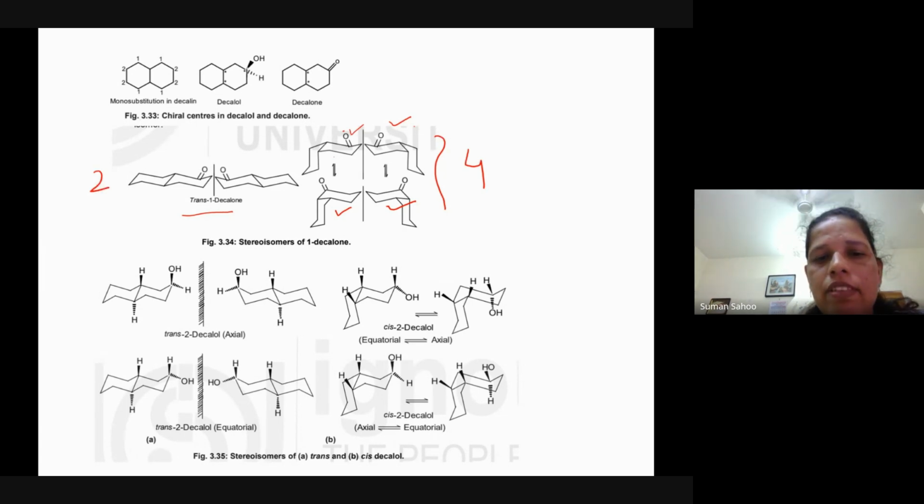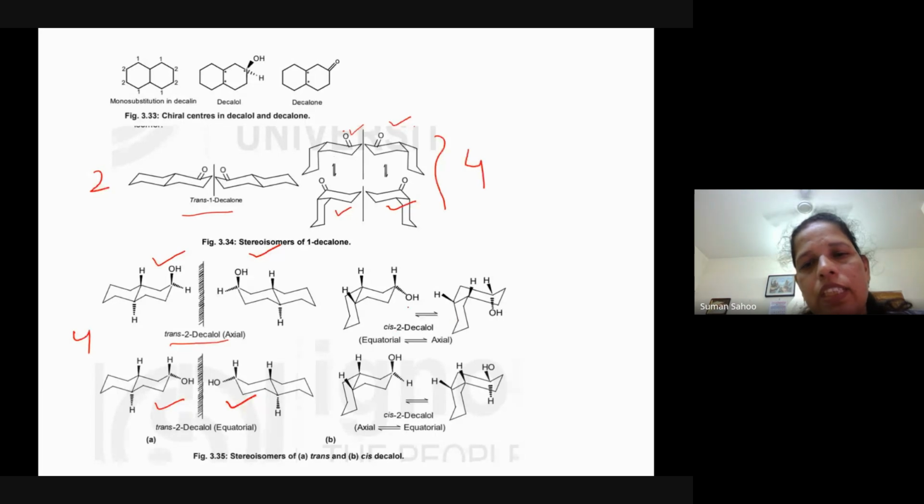Similarly, in case of trans-2-decalol, we can have the OH group present in either axial position or equatorial position, as they cannot get flipped. So in case of trans-2-decalol axial, we get 2 enantiomers, the mirror images of each other, and equatorial, mirror images of each other. So you have 4 here. And in case of cis-2-decalol, it can undergo flipping. So either it can give you equatorial-axial, or in this case axial-equatorial.